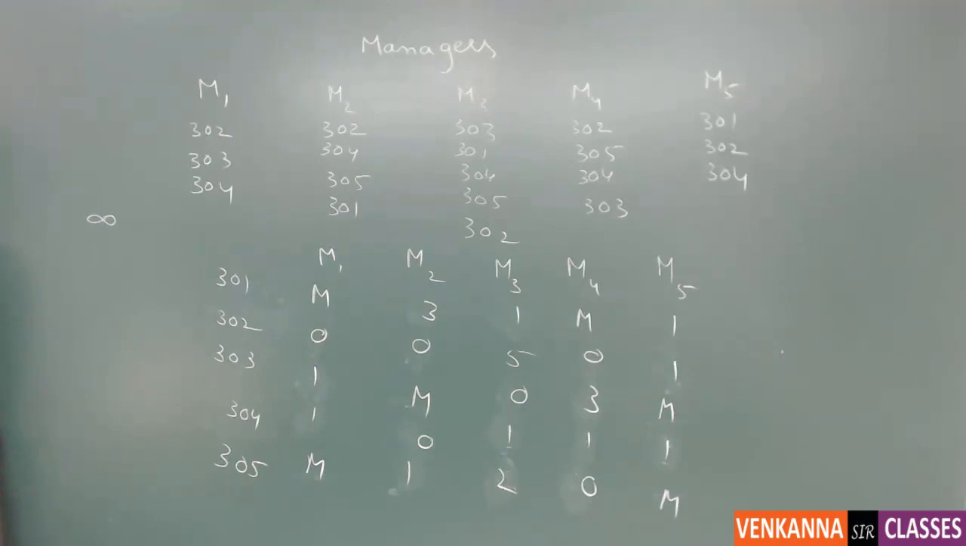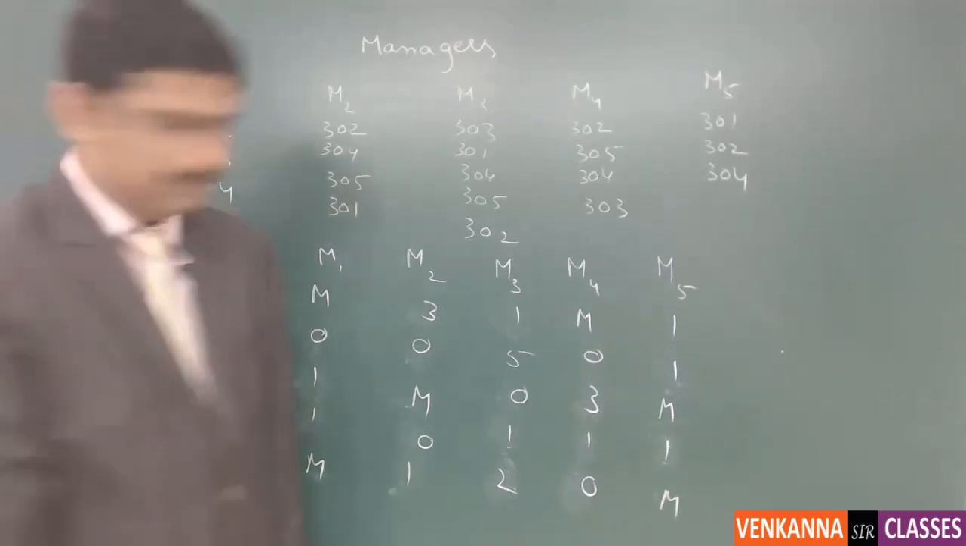Is that clear with regard to your value? And there is no need to go for column reduction because each column contains a 0 as well. And at the same time, I can say it is 0 at the end.